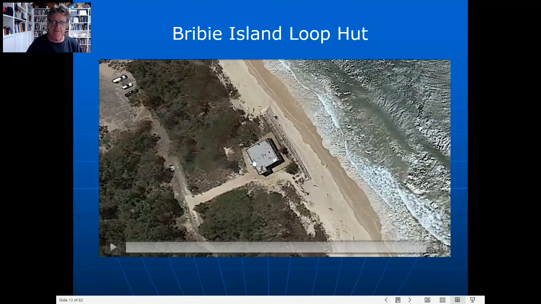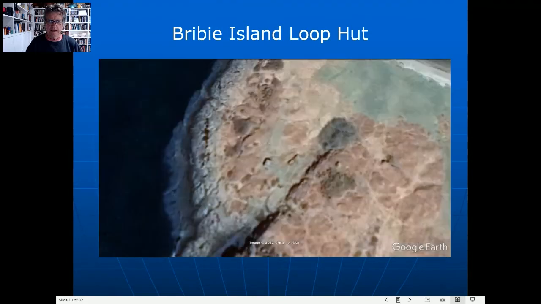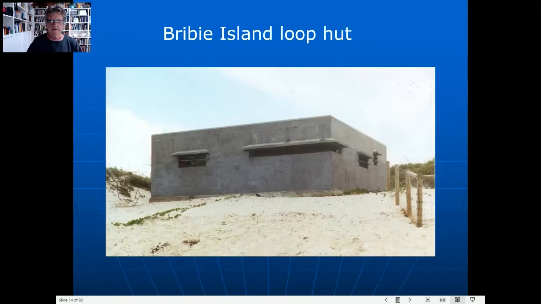There's the loop hut, about 10 metres by 10 metres and a couple of metres high. I'll just go and have a look at that one again. Oops, here we go. That's on the beach. Now I'll show you the various rooms. This is where the watchkeeper or the binocular room was. So there'd be an officer in there with binoculars or a little telescope.